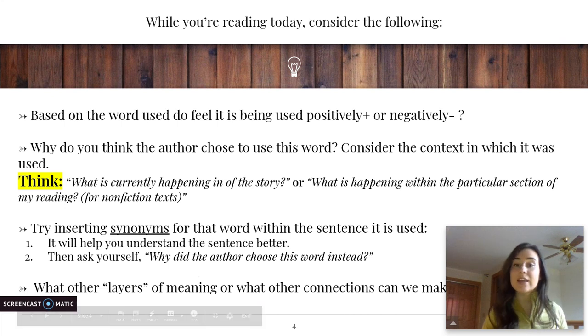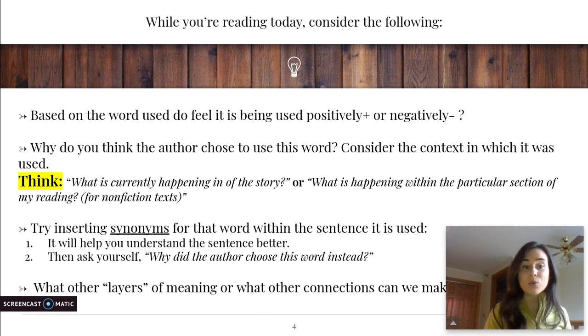So while you're reading today, consider the following. Based on the word used, do you feel it is being used positively or negatively? So start there. And then next, why do you think the author chose to use this word? Consider the context in which it was used. So if you're reading fiction, what is currently happening in your story? But if you're reading nonfiction, that's fine. Then just ask yourself, what is happening within the particular section of my reading? So what is going on? That'll help you dig a little bit deeper.